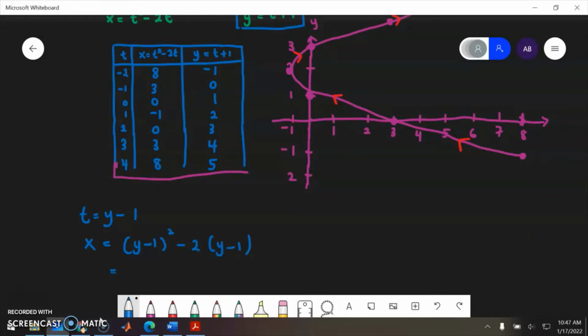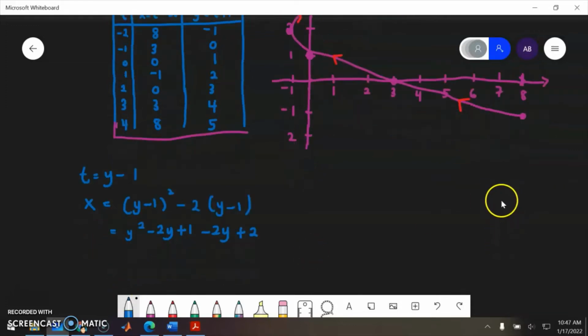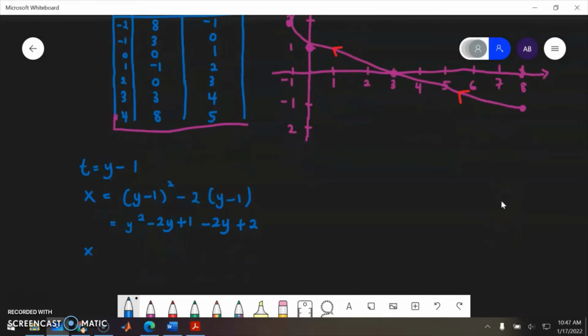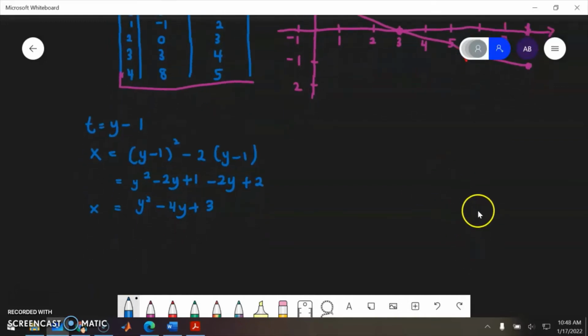Okay, so simplifying this, y squared minus 2y plus 1 minus 2y plus 2. That will give me this equation: y squared minus 4y plus 3. So the curve represented by the given parametric equation is the parabola. So this is the parabola equation that you have obtained.